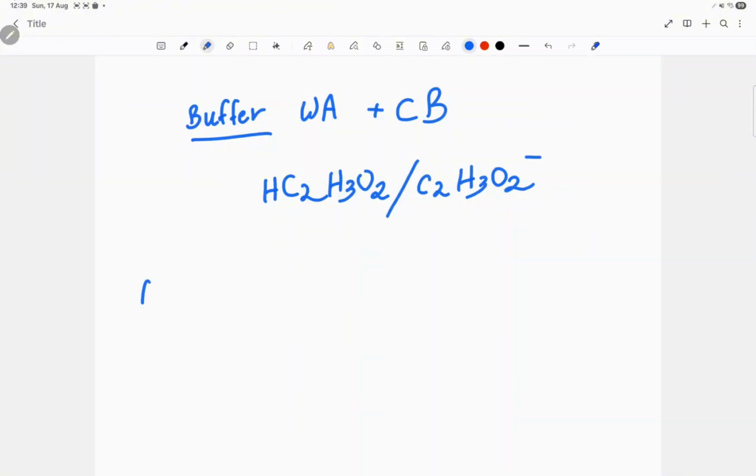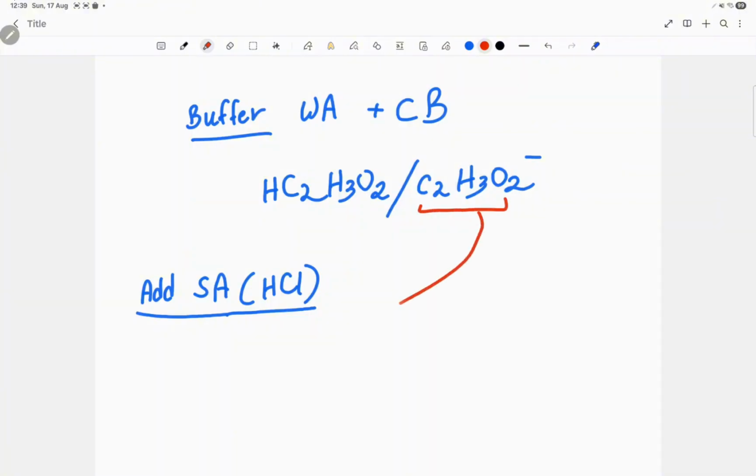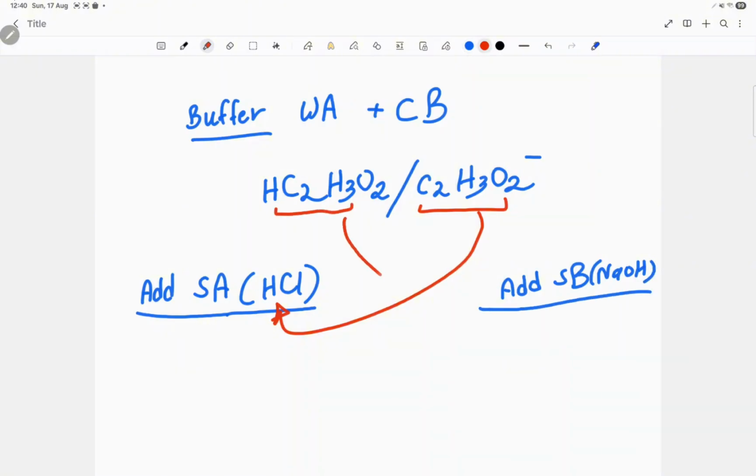For example, if you add a strong acid, such as HCl, then the conjugate base part of the buffer will react with the HCl. And if you were to add a strong base, like NaOH, then the acid part of the buffer will react with the NaOH. See what's happening here? So the acid with the base, and the conjugate base with the acid.